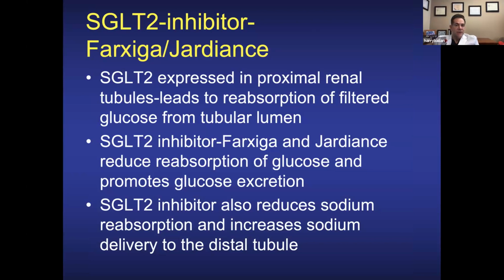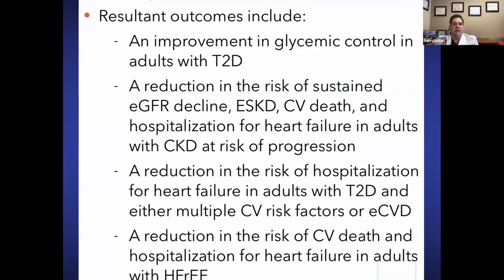The SGLT2 receptors are expressed in the proximal renal tubules, leading to reabsorption of filtered glucose from the tubular lumen. When you inhibit the SGLT2, you basically reduce the reabsorption of glucose, and you have promotion of glucose excretion. Subsequently, you have a reduction in sodium reabsorption and increased sodium delivery to the distal tubule, so more sodium is excreted, and the patient has less volume retention, thus improvement of the heart failure symptoms. So you have improvement of glycemic control, but also improvement of volume retention and heart failure symptoms.